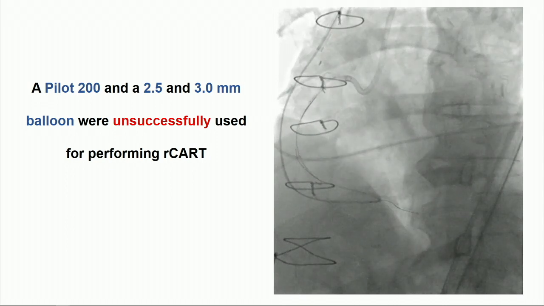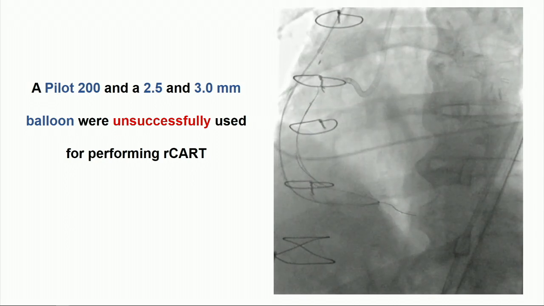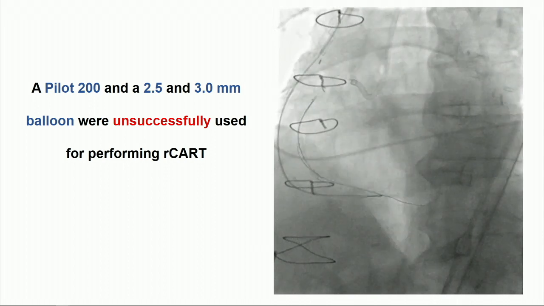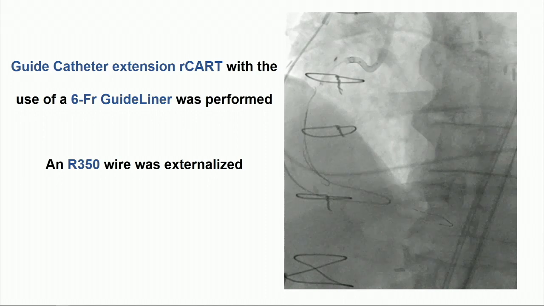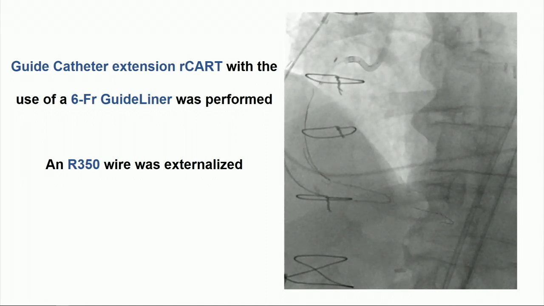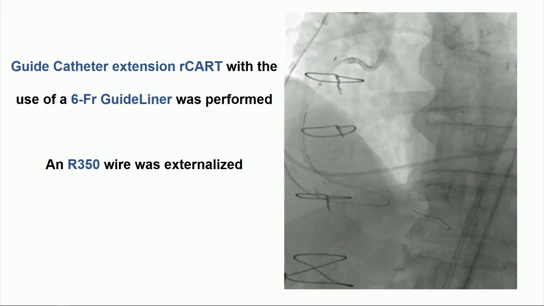However, initially we didn't manage to pass a Pilot 200 through the antegrade guide, and this is why we decided to place a 6 French guide liner, which enabled us to finally cross through the antegrade guide. Then we were able to externalize an R350 and perform multiple pre-dilations to the RCA.